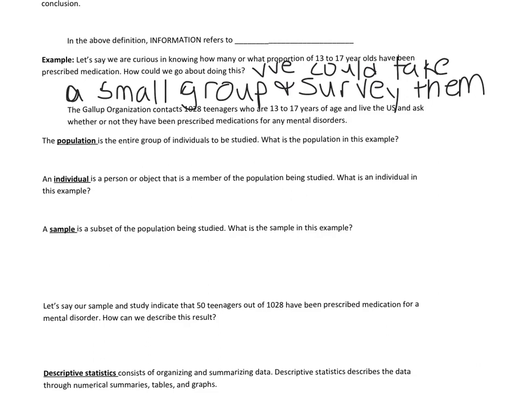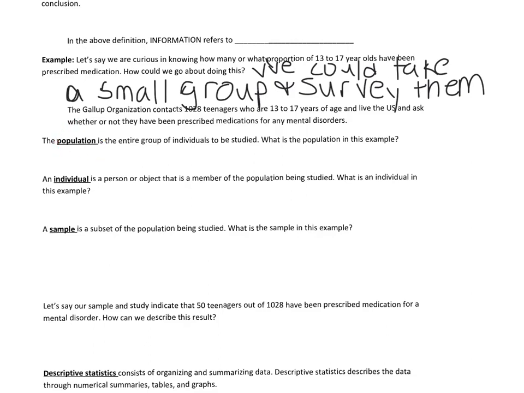The Gallup organization is a reputable organization that gathers information from groups of people. So for this study, the Gallup organization contacted 1,028 teenagers who are 13 to 17 years old and live in the U.S. and asked whether or not they have been prescribed medication for any mental disorders. Okay, so we are going to get some vocabulary words based on this example.